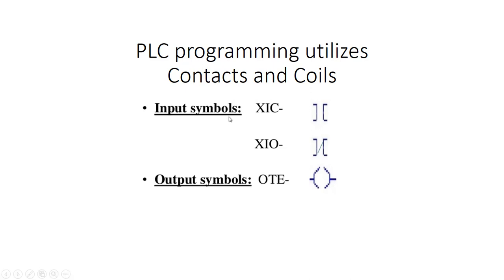So for our inputs, everything is going to come down to an examine if closed, which looks like an open contact, or an examine if open, which is going to be a closed contact. So those will be on the inputs, and your outputs, for example, are going to be your output energized, which is just the symbol for a coil. So in PLC programming, examine if closed: this contact could be associated with a limit switch, but when you program the PLC, you just put in a contact. You can't program in a limit switch. We associate this with a limit switch, but there are no symbols.